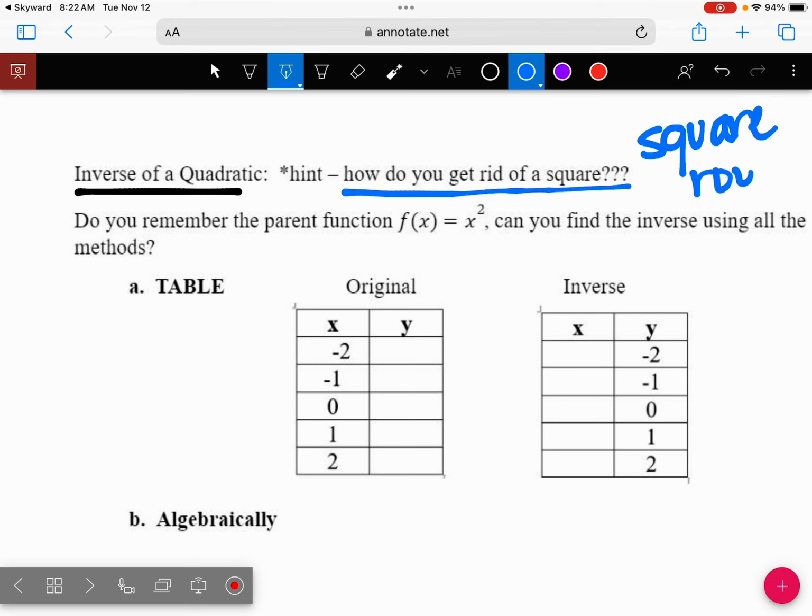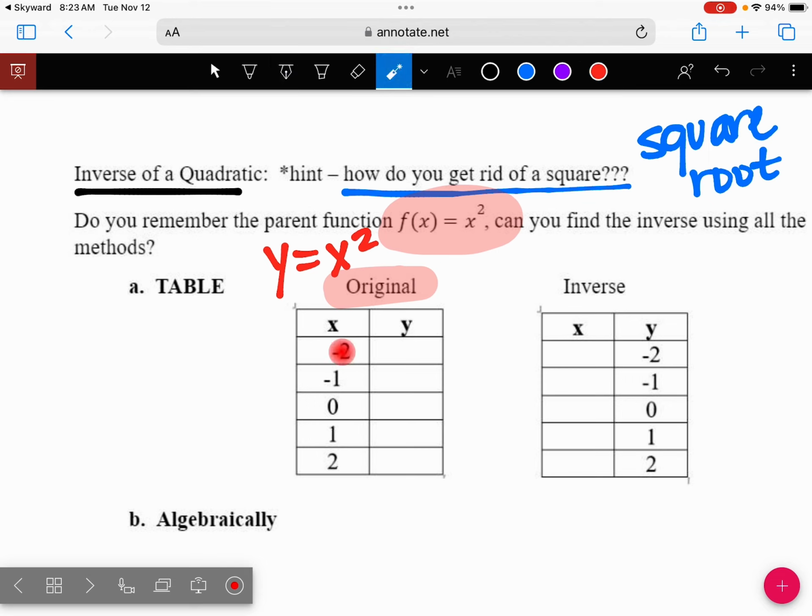So let's start by, because remember, there's 3 ways to find the inverse. You can flip the table, you can do it algebraically, or you can graph it. So we're going to do all 3 methods. But the first thing we need to do is fill in this information for the original. So this is my original right here. Y equals x squared. That's my original. Let's go ahead and fill that in.